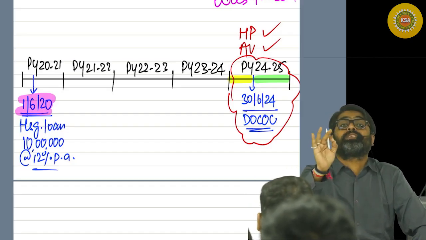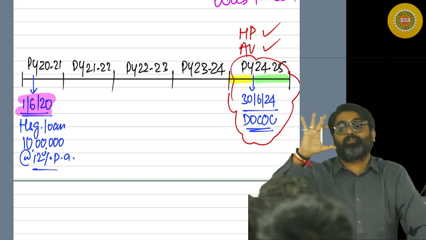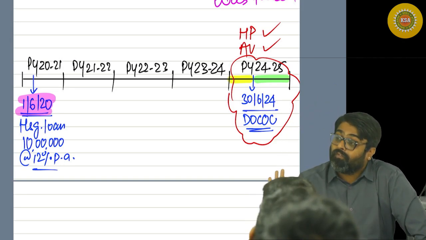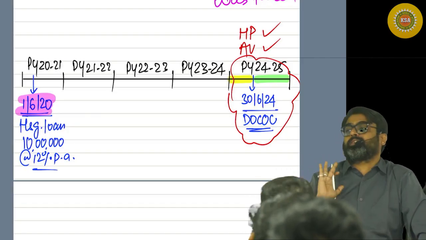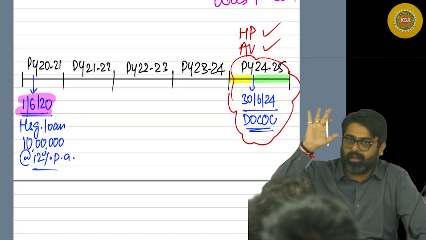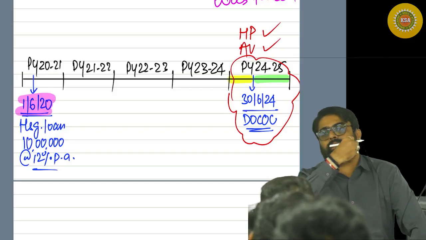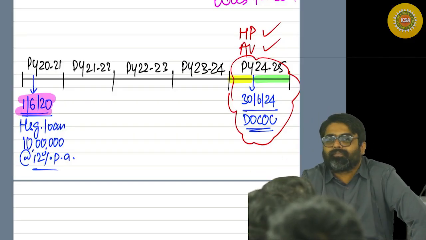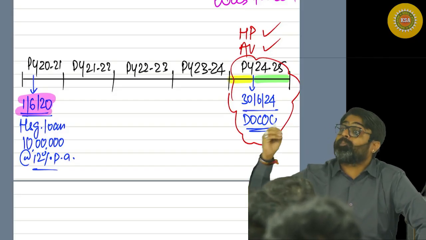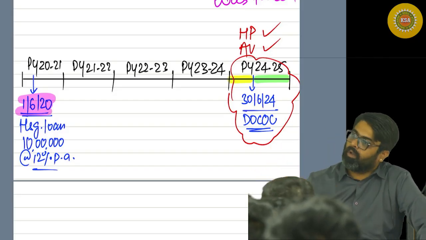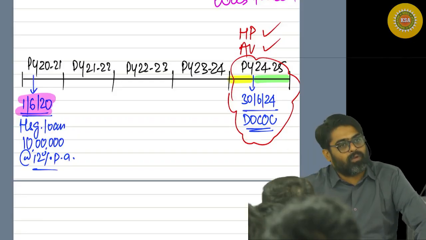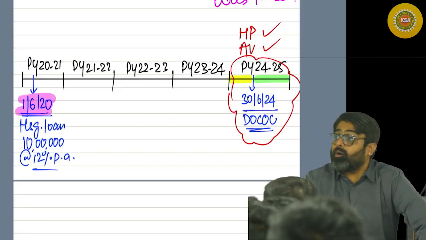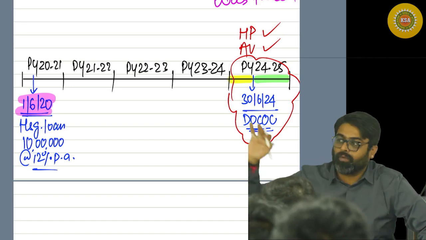Whatever interest which becomes due in this previous year, starting from 1st April till 31st March, entire interest will become due in this year and will be allowed as a deduction in this year. So I am not worried about this interest, because this interest which becomes due for this period will be allowed as a deduction in this period only. Yes or no? But tell me, what about the interest prior to this year?